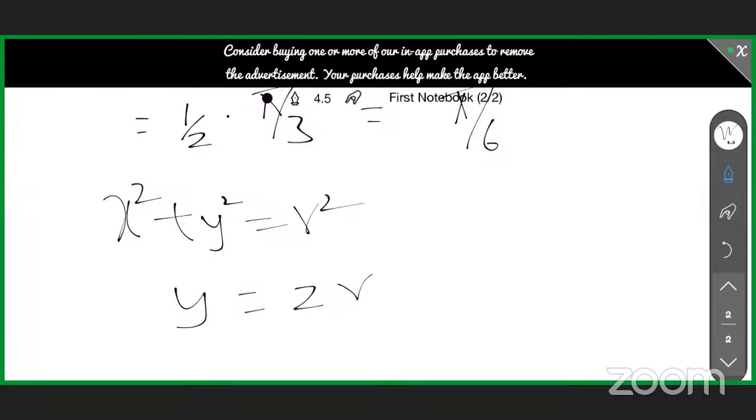Pi by 2. Look at the question. The equation x square plus y square equals r square is reduced to y is equal to 2r. What is theta?